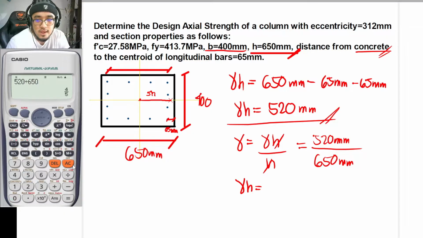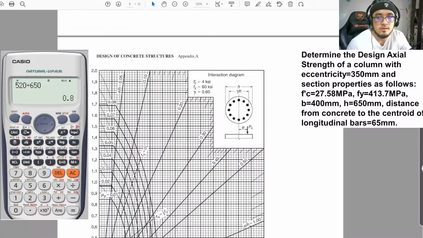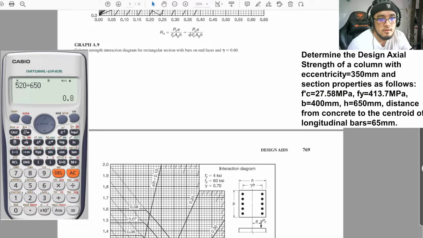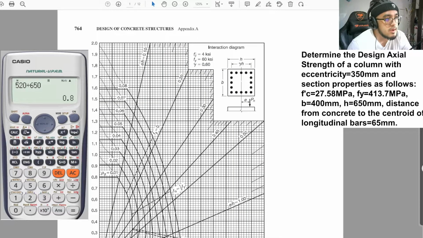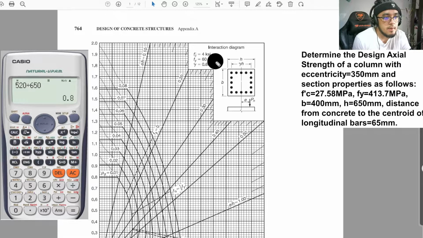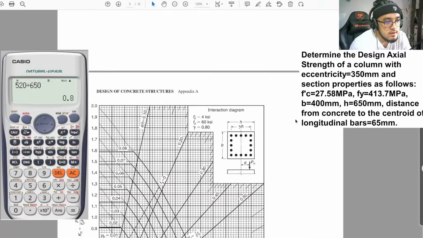With that, guys, the value for our gamma is now to be equal to 520 divided by 650, and that is exactly 0.80. So we will now be searching for what is applicable to our section. Let's go from the top. Can we make use of this interaction diagram? Short answer, no, because the gamma here is equal to 0.6 and our gamma is equal to 0.8. So let us scroll down up until this point.